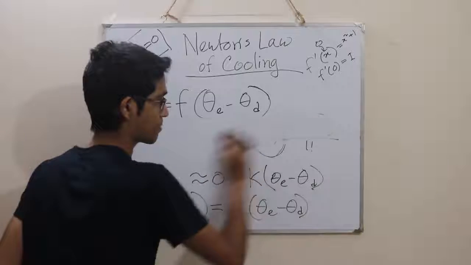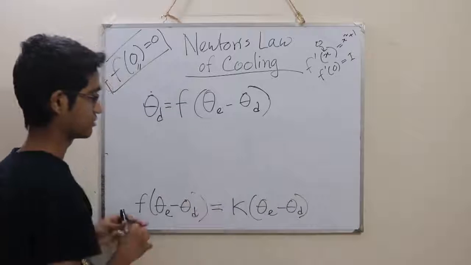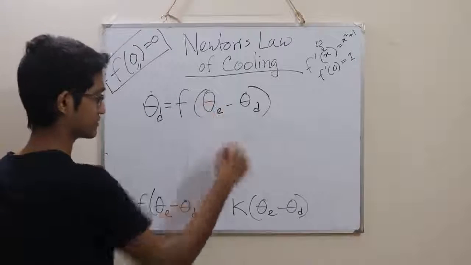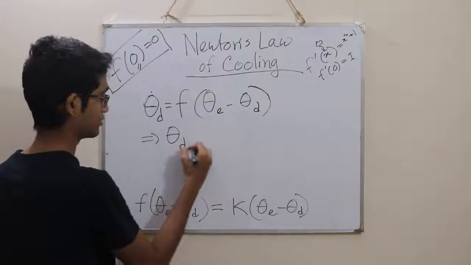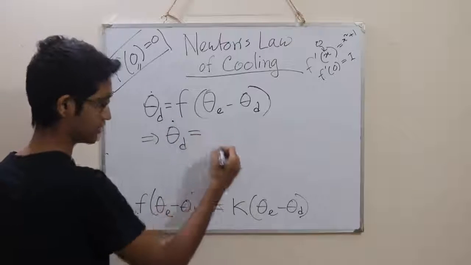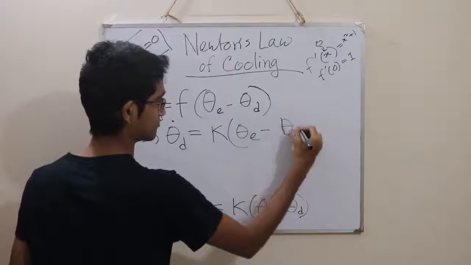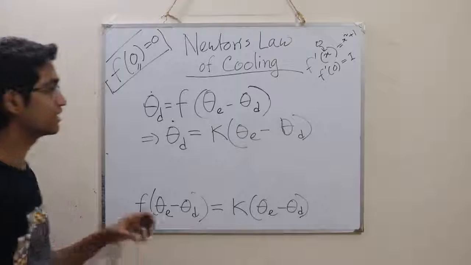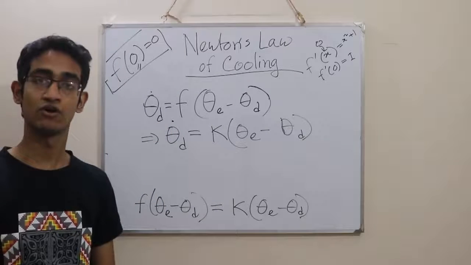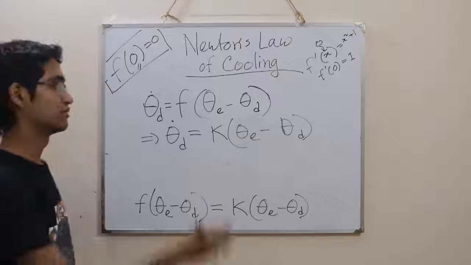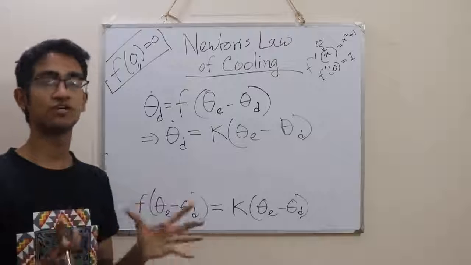So as the function has this expression, if we put the value of this in this equation, then we get theta t dot is equal to k times theta e minus theta t. So now you again see that this equation is of the form of our original most important differential equation.